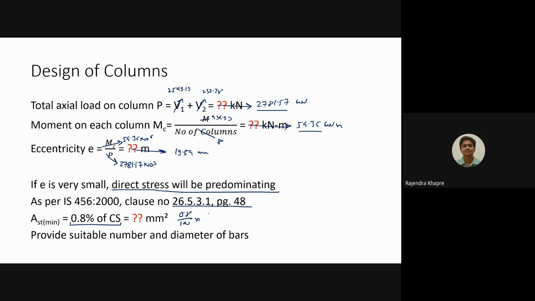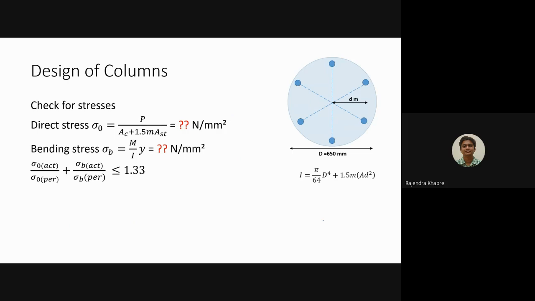So 0.8% of the cross section area, so this is the pi by 4 into 650 square. How much is this? 2654.64. This is AST main. Okay, so if you provide 25 dia bars, तो कितने बार्स लगेंगे? Sir, 6. Yes, sir. Okay, so we can provide 6 bars of 25 millimeter diameter. Okay, so let us quickly check these stresses.